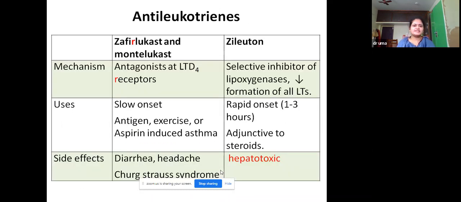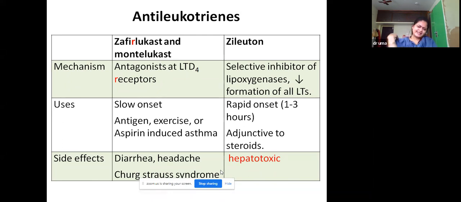And anti-leukotrienes are zafirlukast and montelukast. They cause antagonism of the leukotriene D4 receptor. The question will be, which is the leukotriene D4 receptor antagonist? They will give you zafirlukast and also zileuton as an option, so we'll have a confusion whether it is zileuton or zafirlukast. So remember, zafirlukast has an R in it, and it antagonizes the receptors.